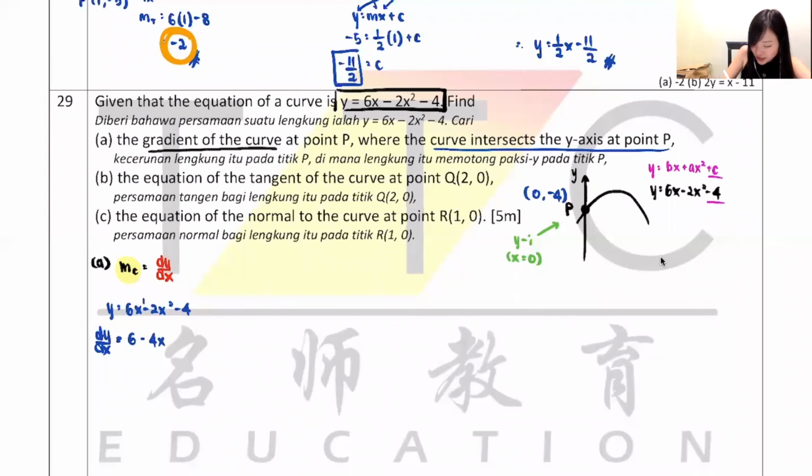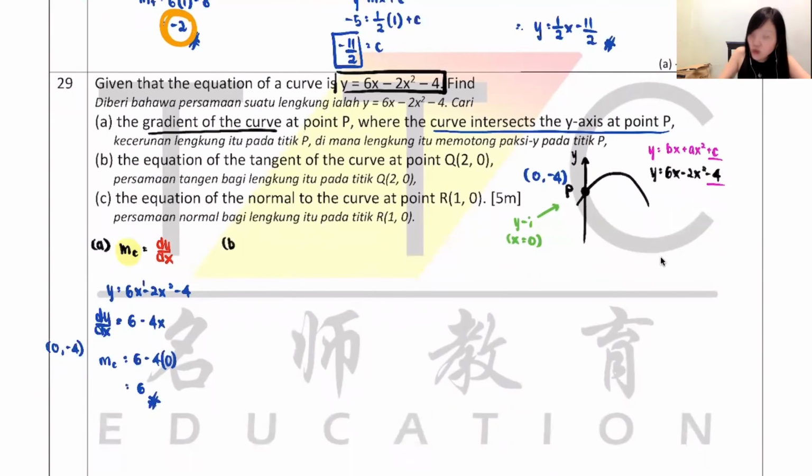Understand? So now you guys know that we can sub 0, -4. So our gradient for curve will be, my x will be 0. So my gradient, I get 6. Done. Can A, okay? Let's go on to B, yeah?